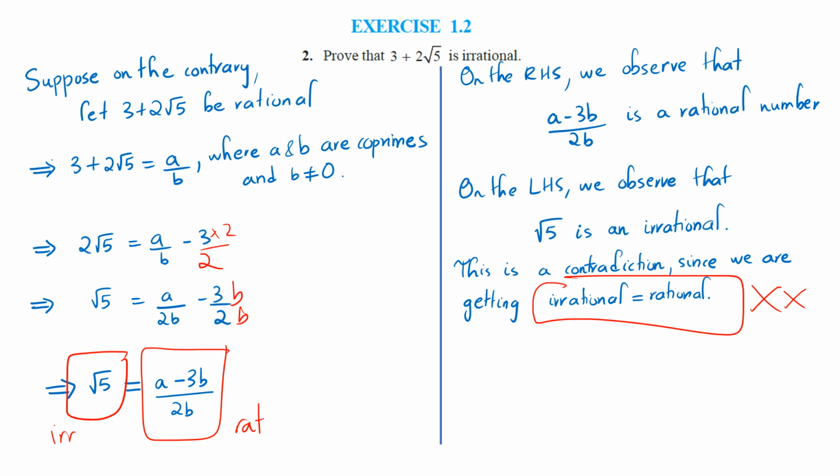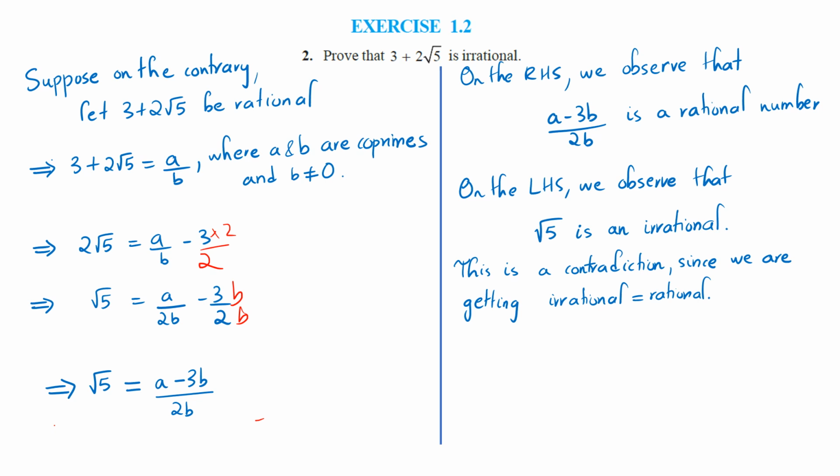Correct? So this is a contradiction, right? And why did we get a contradiction? Because we assumed that 3 plus 2 root 5 is rational. So we shouldn't have done that. Therefore, since we arrived at a contradiction, 3 plus 2 root 5 is irrational. So this is a usual technique.